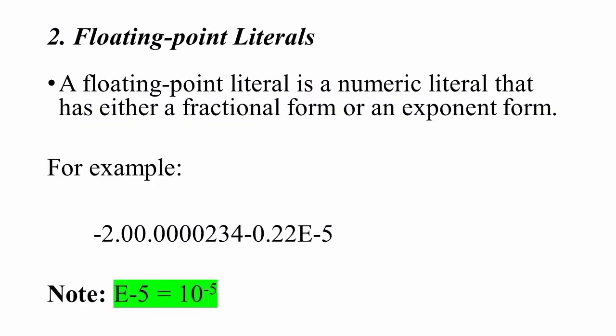Next literal, floating point literals. A floating point literal is a numeric literal that has either a fractional form or an exponent form. For example, 2.0, 0.0000234, 0.22e-5. E minus 5 means 10 power minus 5.